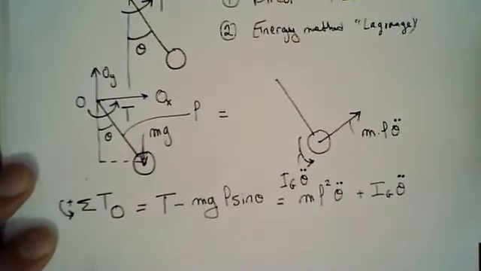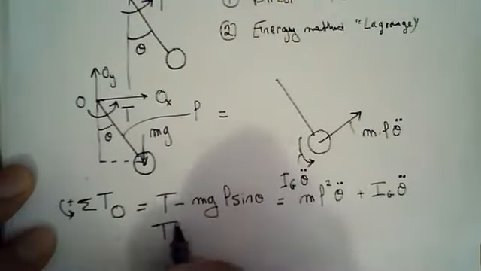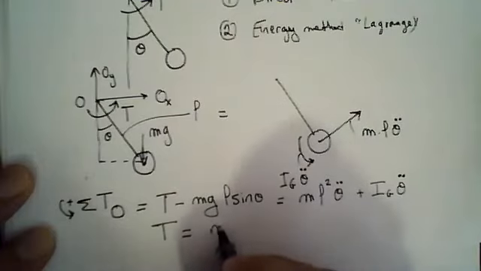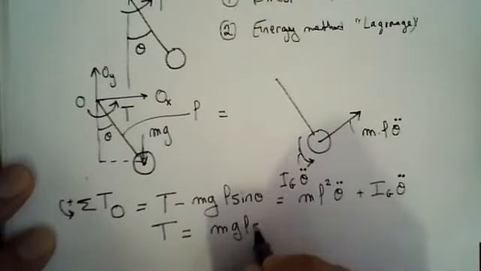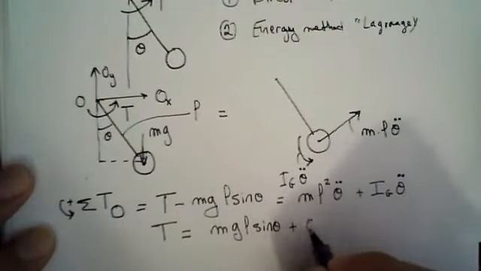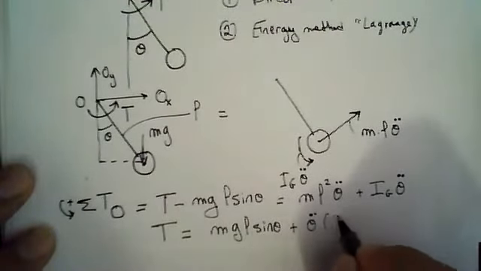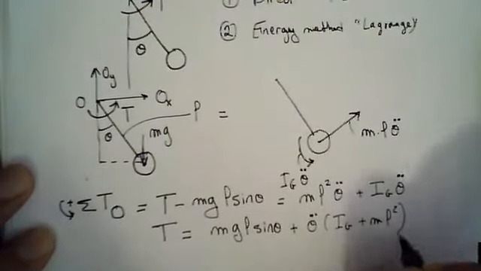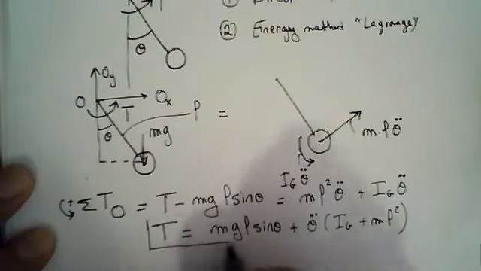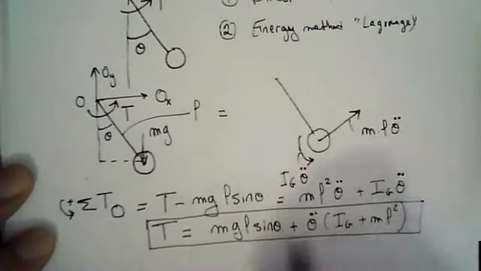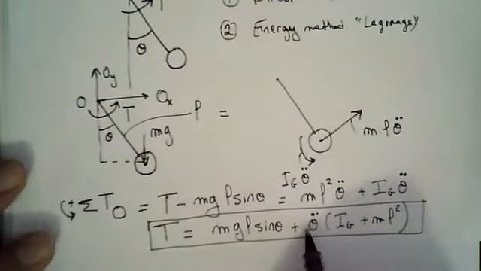Okay. Now I can rearrange that. So this is my input torque. That's going to be equal to m g L sine theta plus, I'm going to factor out my theta double dot, theta double dot times (IG plus m L squared). So this is really my forward dynamics relationship. So given a torque, what is the acceleration?